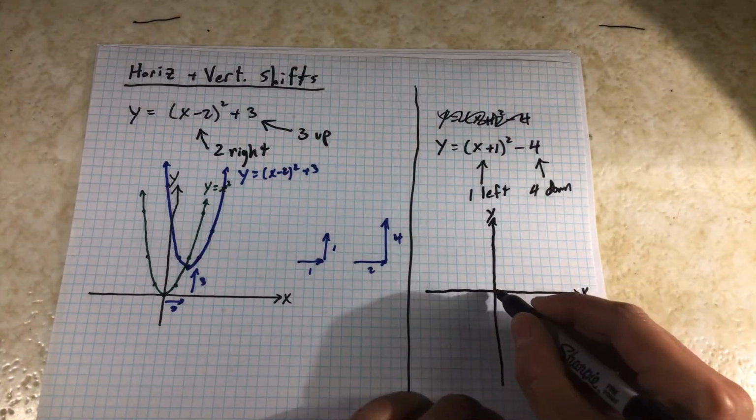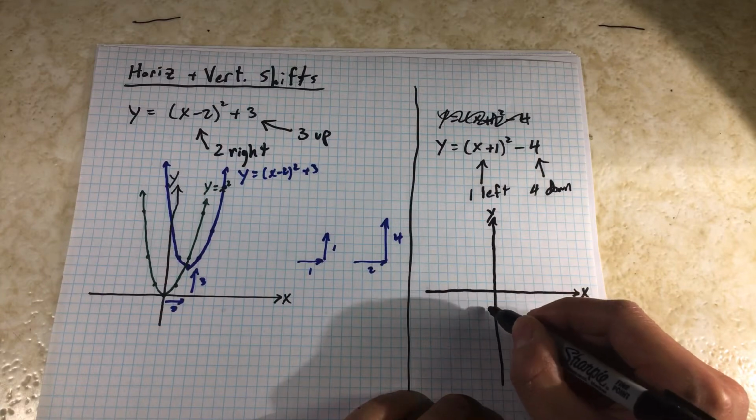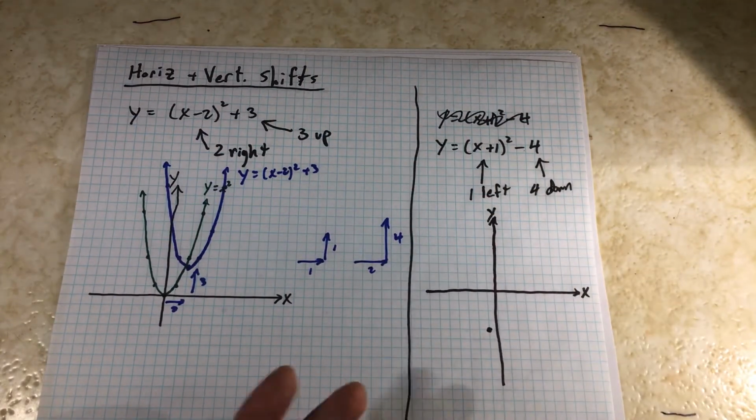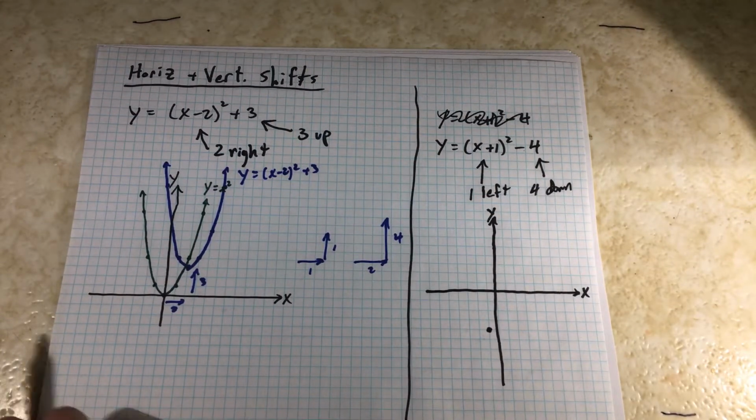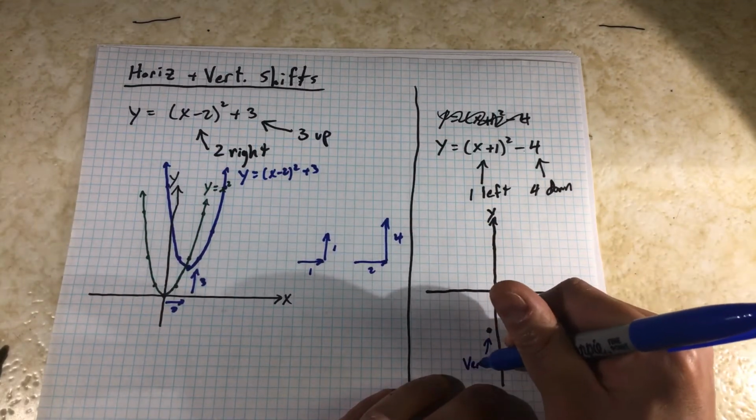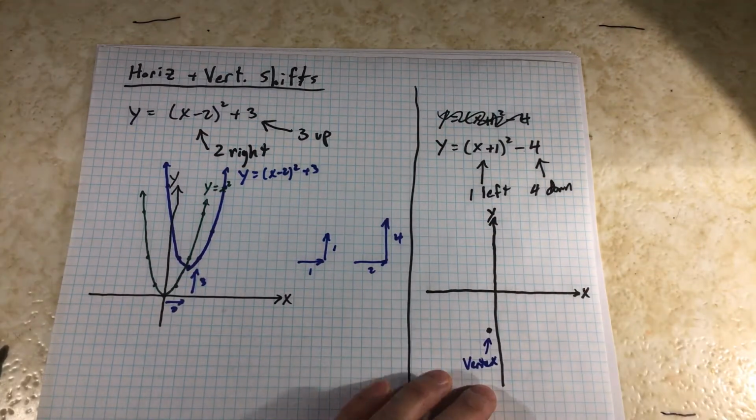So my vertex normally is 0, 0, but now I'm going to shift it 1 left and 4 down. 1, 2, 3, 4. So this is my new vertex right here. And then all I'm going to do is just follow this pattern. Here, I'll use blue. So there's my vertex.